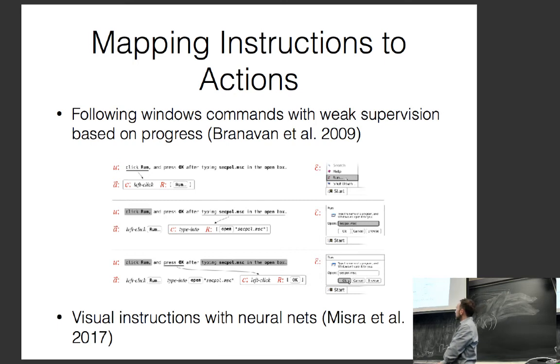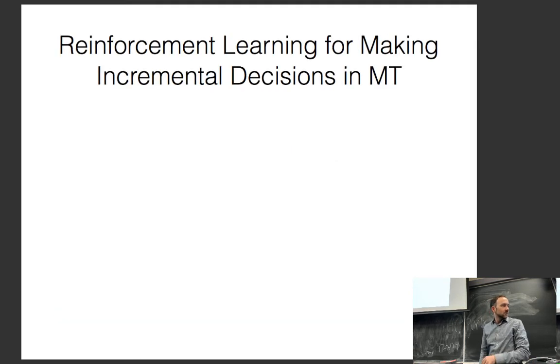Now people, of course, are applying this to neural net type models as well with visual instructions and other things. But I think the basic idea is another place where reinforcement learning is very widely used is when you're making machine translation systems. Reinforcement learning is very widely used to tune machine translation systems.